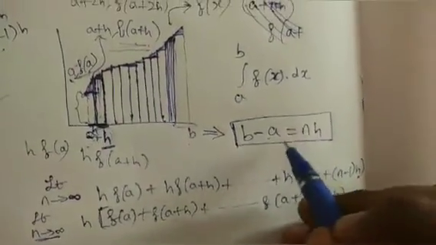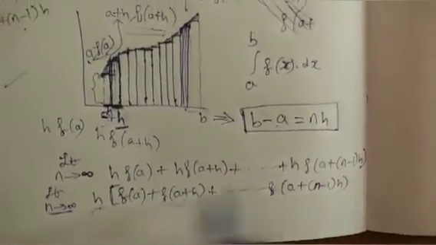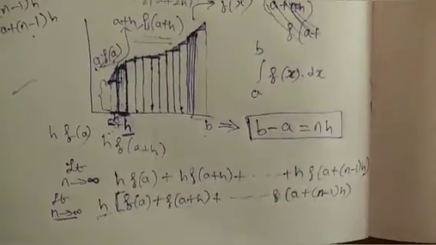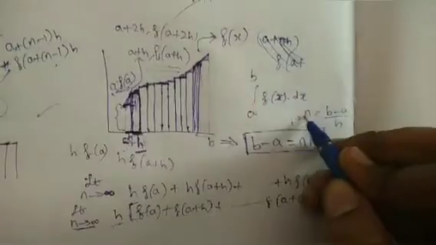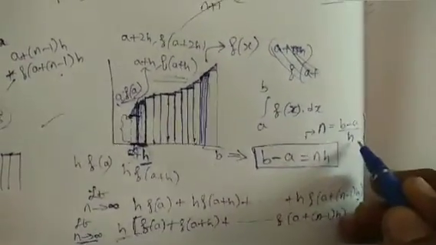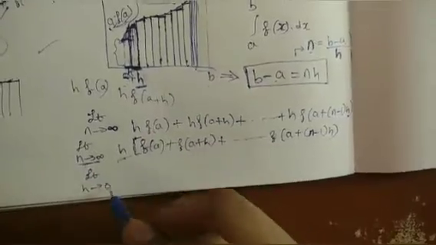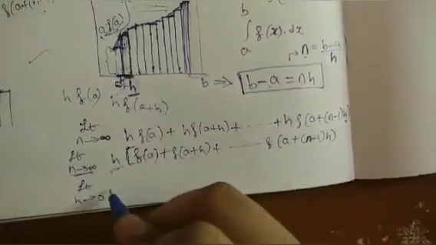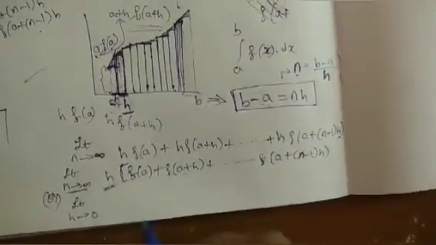So we can replace h here by b minus a divided by n, or you can do one more thing: you can just change this limit. It will be n equals b minus a by h. When n tends to infinity, h tends to 0, because only if h is 0 will n be infinity. So you can just consider limit h tends to 0. This is also one way, or you can just replace h with b minus a divided by n. This is actually very easy to do.